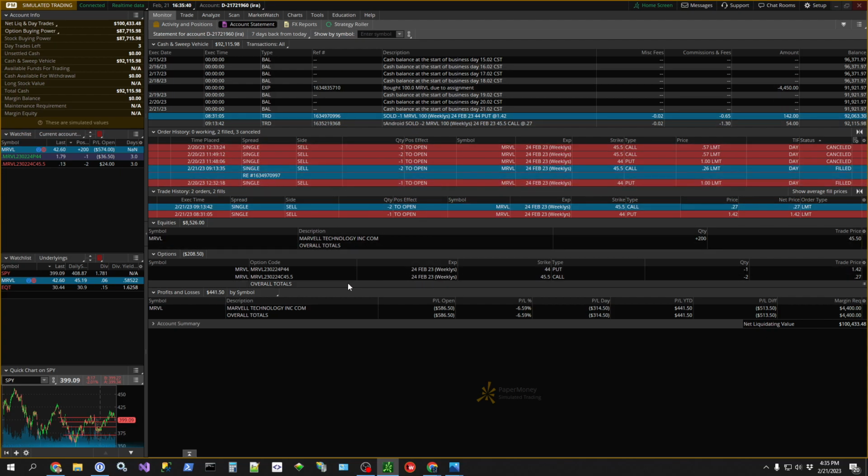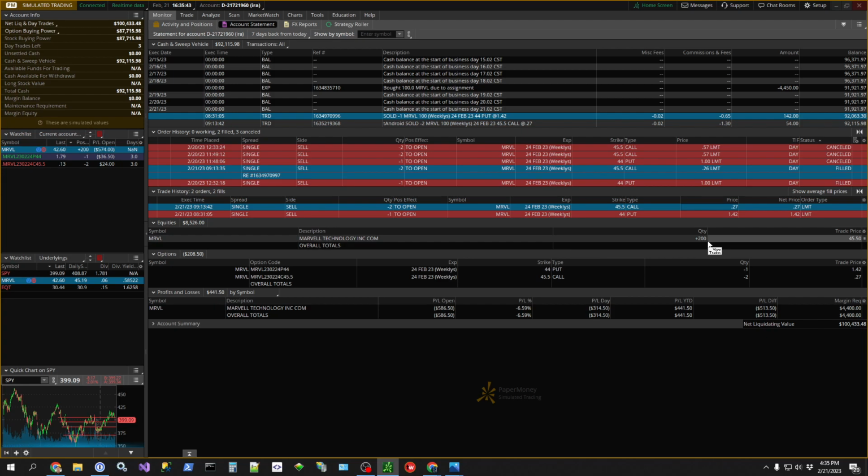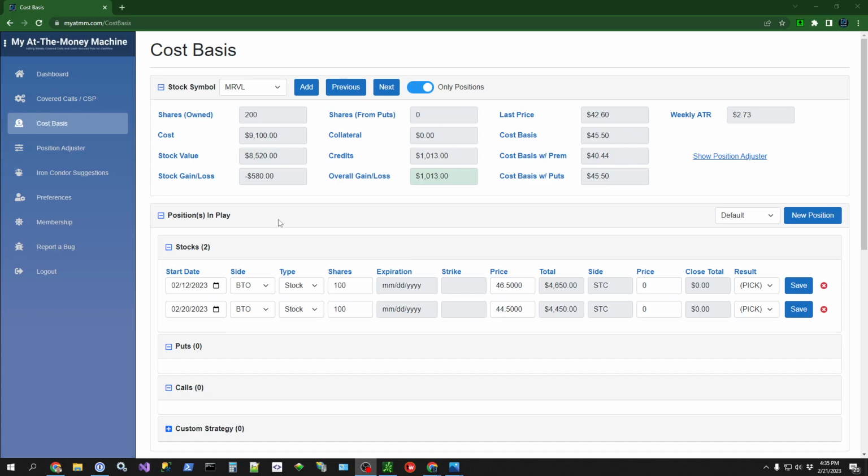All right. So we need to record these transactions in our web application, so let's go over and do that now. Here we are at the website, myatwm.com. We have already gone over to the cost basis screen in the Marvell position. I'll just stay here. I won't have to go back to the dashboard to show the overalls because we're only dealing with this one for the demo account, and you can see we've overall collected 1,013 for this. After I get done entering these transactions, we'll see the additional premium that we've gained. We have an unrealized loss of 580 so far.